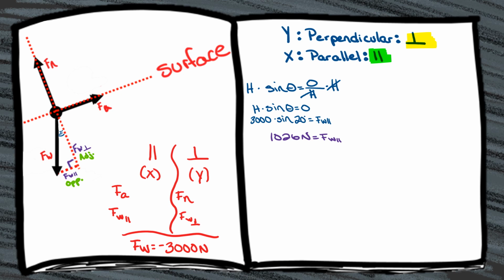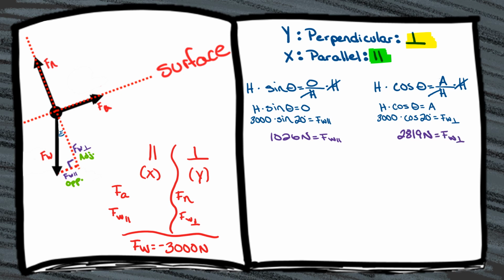Great job, Alex. Now we can solve for the perpendicular weight by using cosine of theta, which equals adjacent over hypotenuse, which means that we need to get rid of the hypotenuse by multiplying it on both sides, resulting in hypotenuse times cosine of theta equals adjacent. Now we can plug in what we know. Hypotenuse is 3,000 newtons and the angle is 20. We also know that adjacent would be the perpendicular weight. Okay, now let's plug these values into the calculator. Great job, Alex. Now we have both the perpendicular weight component and the parallel weight component. We can determine the normal force and the applied forces with this.